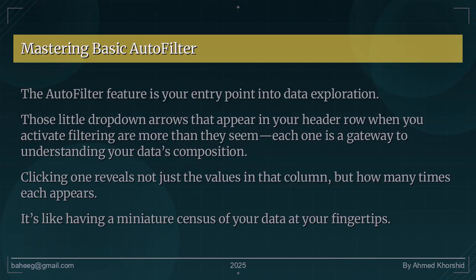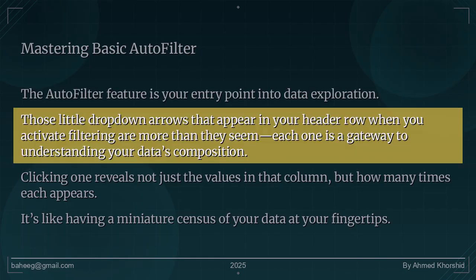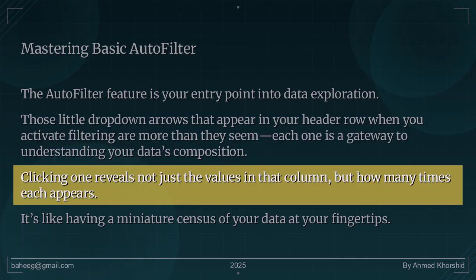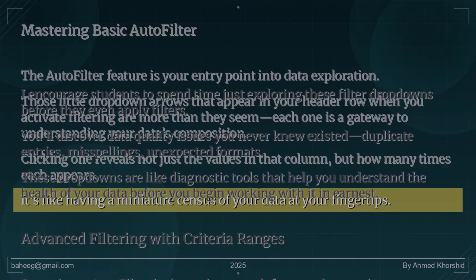Mastering basic auto-filter. The auto-filter feature is your entry point into data exploration. Those little drop-down arrows that appear in your header row when you activate filtering are more than they seem. Each one is a gateway to understanding your data's composition. Clicking one reveals not just the values in that column, but how many times each appears. It's like having a miniature census of your data at your fingertips.